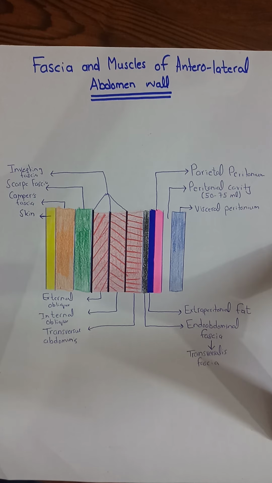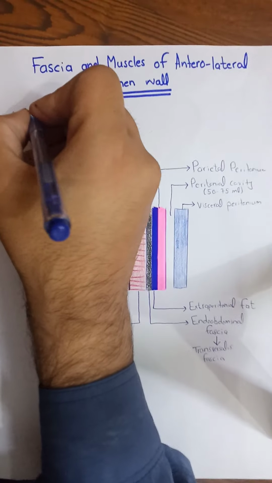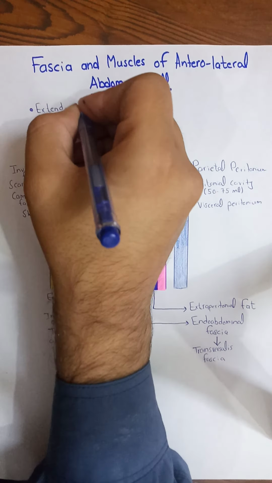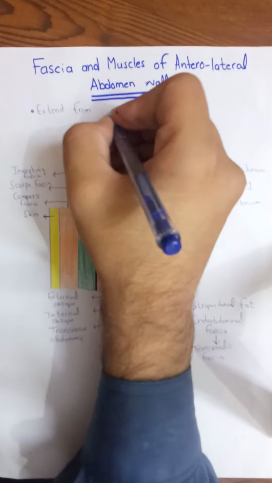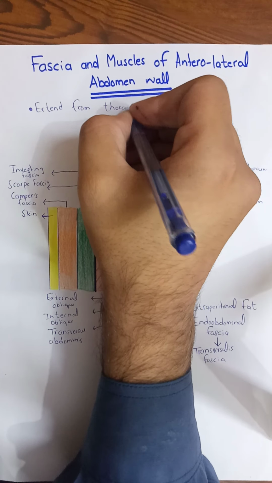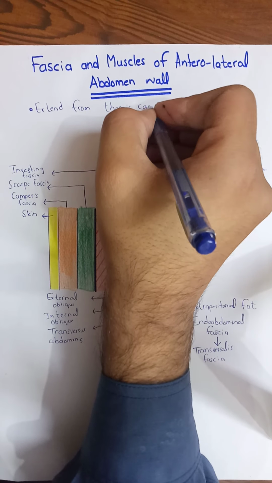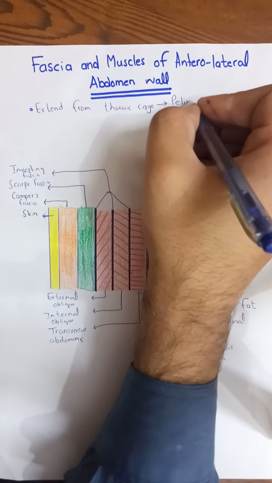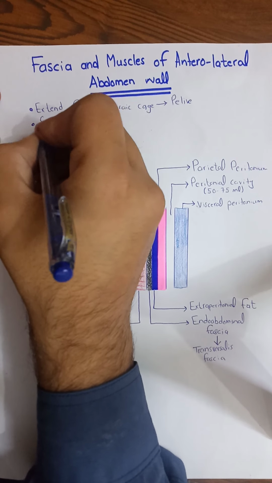The anterior-lateral abdominal wall will extend from the thoracic cage to the pelvis. Okay, and superior to the abdominal wall.